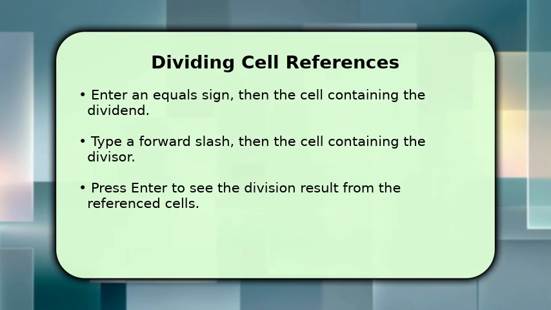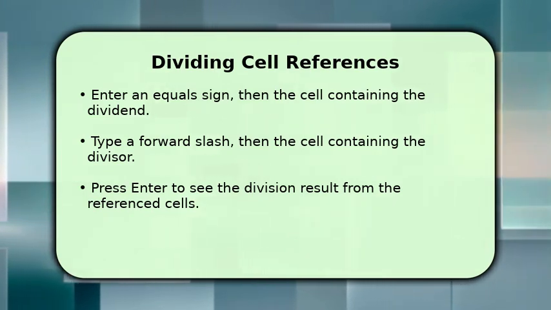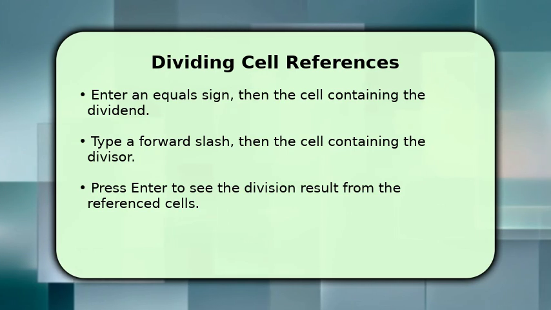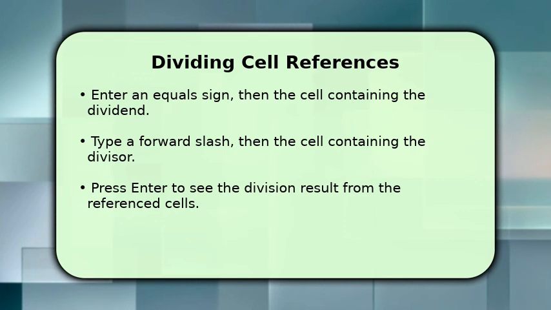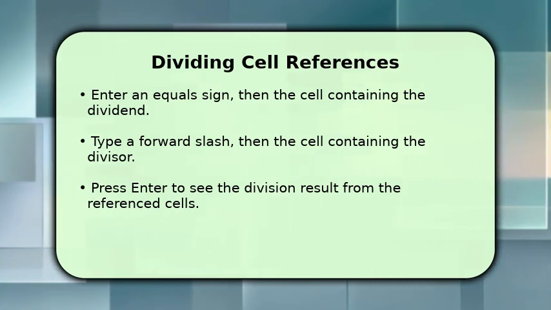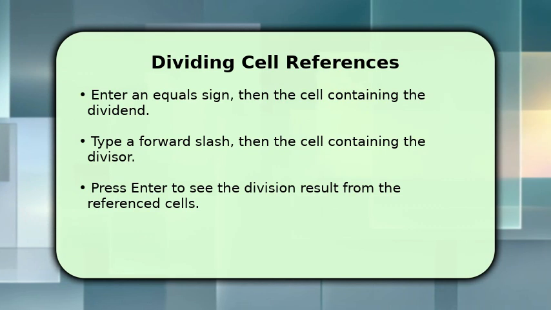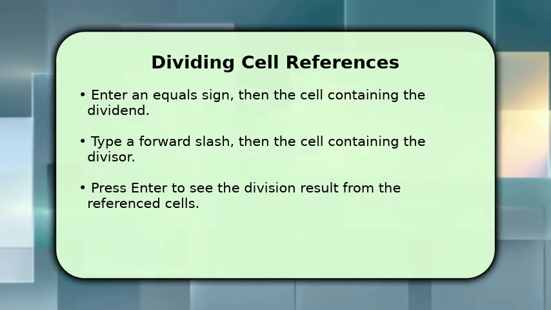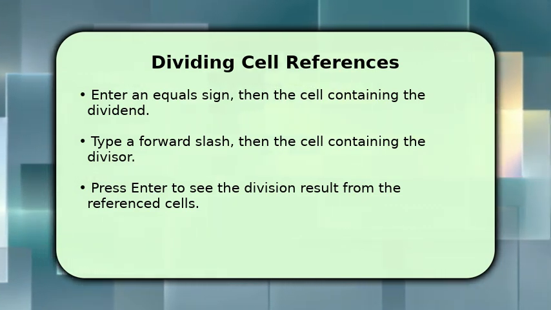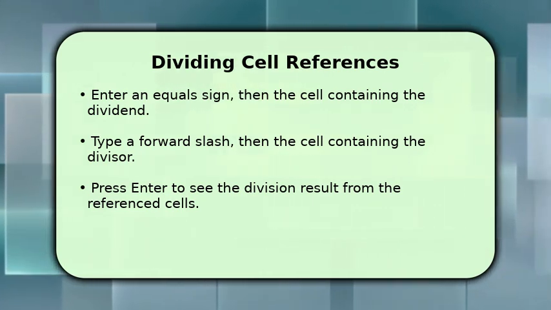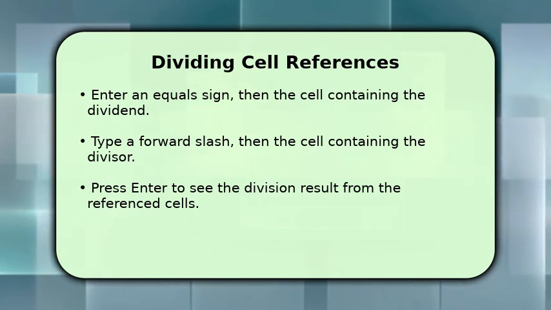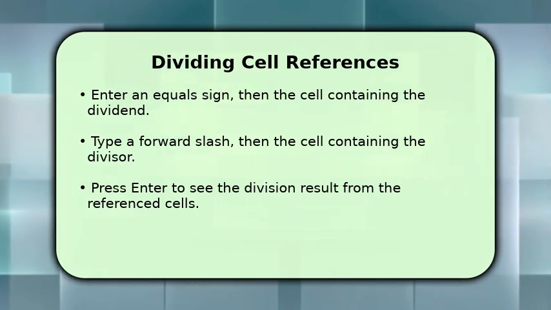Now let's look at dividing values stored in different cells. This is often more practical for dynamic spreadsheets. Begin by typing an equals sign in your chosen result cell. Next, click on the cell that holds your dividend, then type the forward slash. Finally, click on the cell containing your divisor. Hit enter, and Excel will perform the division using those cell values.